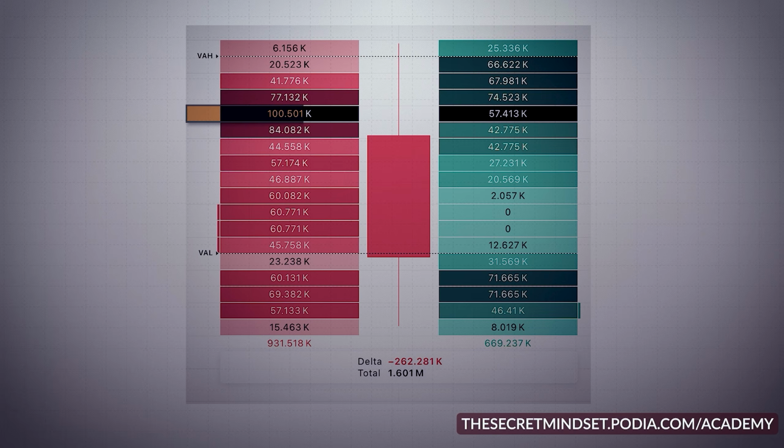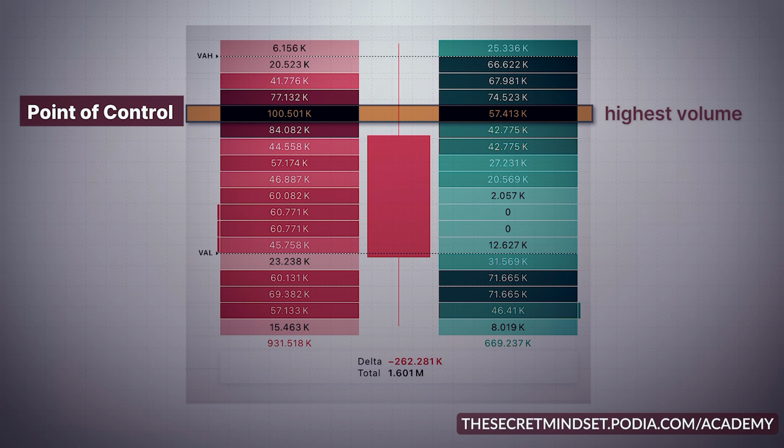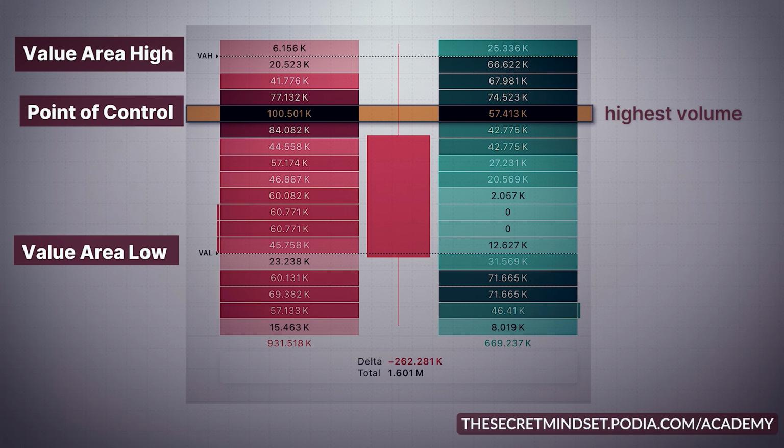This area on your chart marks the point of control, the price level with the highest trading volume. This shows where buyers and sellers were most active. Point of control often becomes an important price level for future trades. The space between value area high and value area low contains 70% of all trading volume. These areas help identify good entry and exit points.